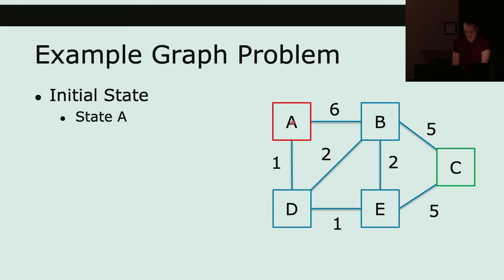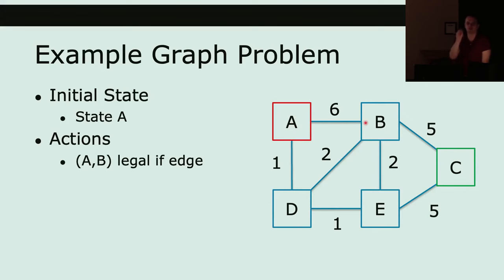And then there are actions between these states. So for example, if an edge between A and B exists, then it is a legal action to go from state A to state B. That's what this graph is representing. So for example, we can travel from A to B, we can travel from A to D, but we cannot travel directly from A to E because there's no edge between them.